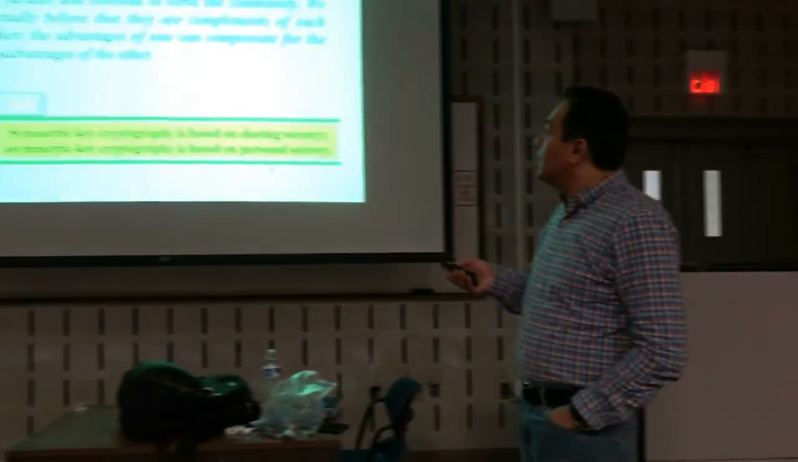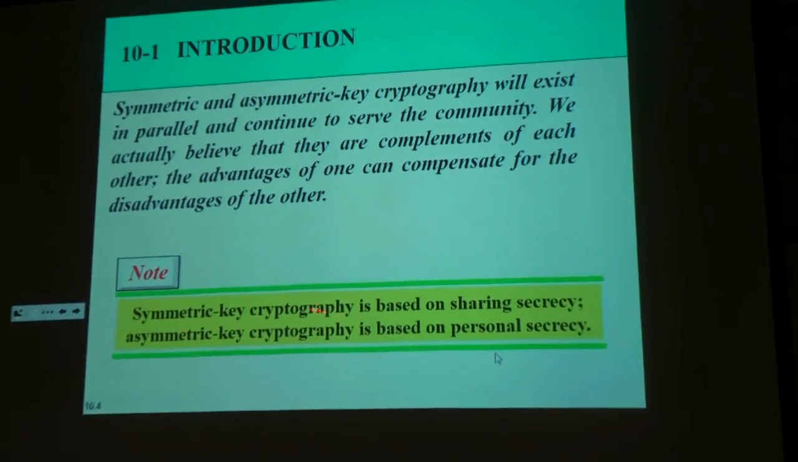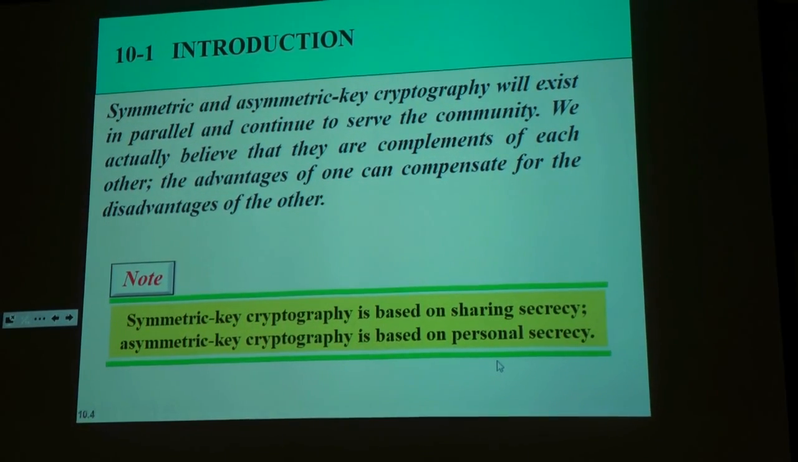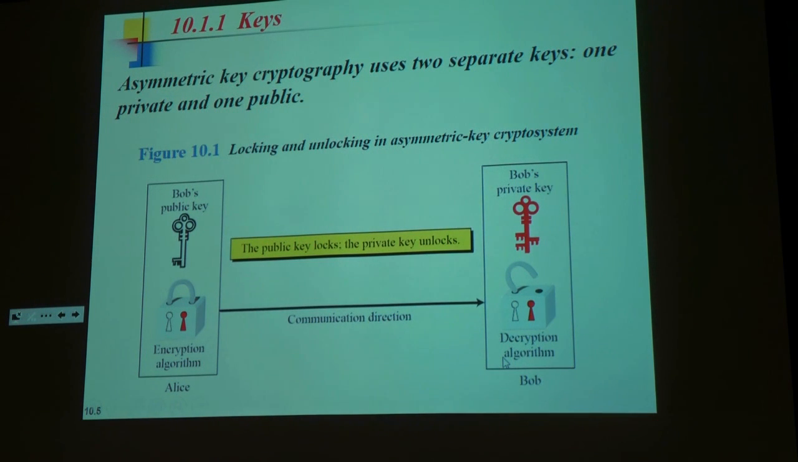Basically, symmetric key cryptography is based on a shared secrecy. Asymmetric key cryptography is based on personal secrecy, one secret key, and here we're going to share a public key, as we will say. So asymmetric key cryptography uses two separate keys. The first one we call private, which is private. The second one is public, which is public. Everybody knows about it.